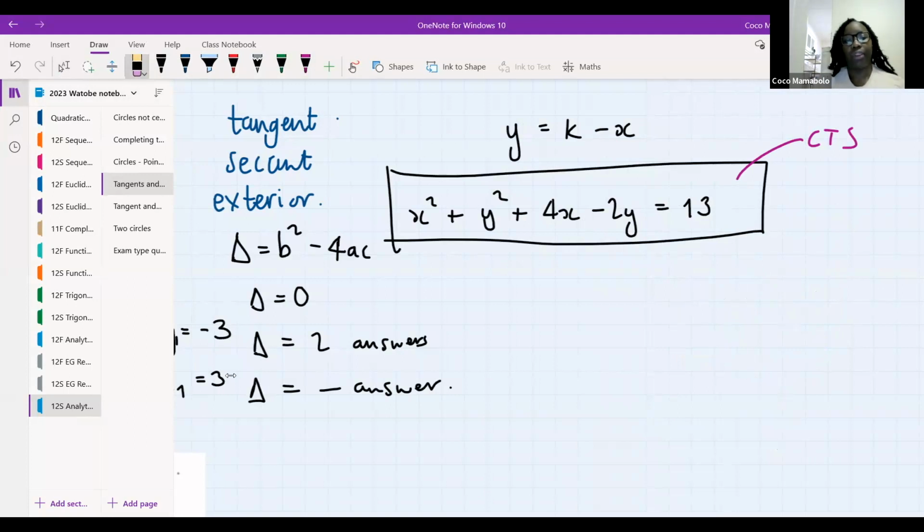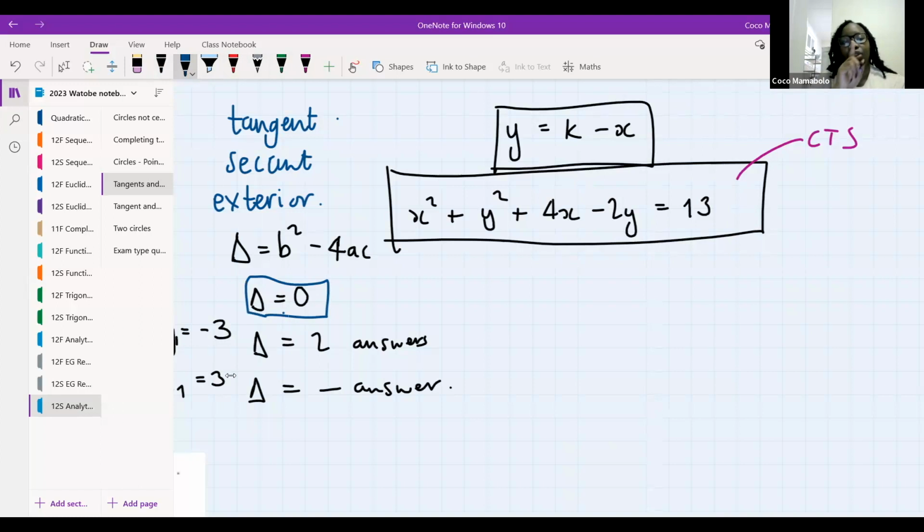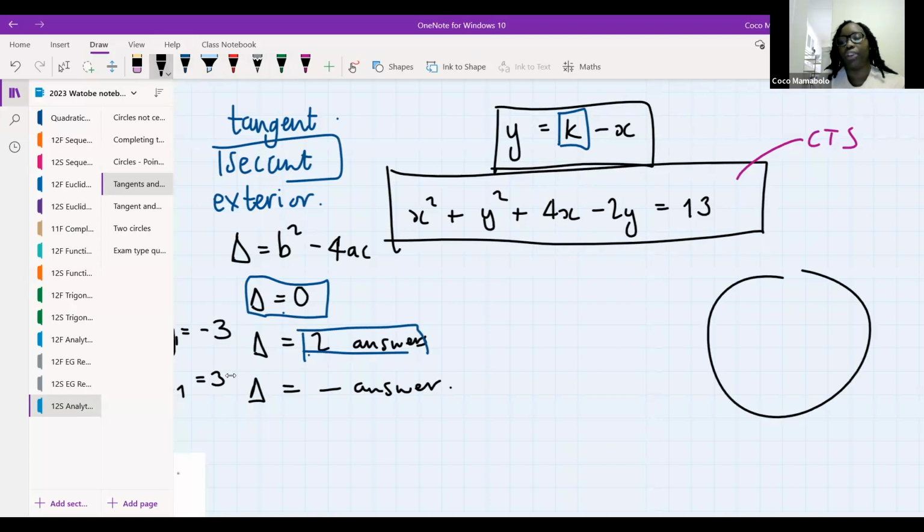Complete the square. Okay. And then when we get those two values, that will give us the point at which our tangent y is equal to k minus x would touch the graph. If y is equal to k minus x only touches the graph, then we know that we need to get a discriminant of zero because our tangent only touches our graph once. If we get two positive values of k, that means that it's a secant because it would cut our graph in two.